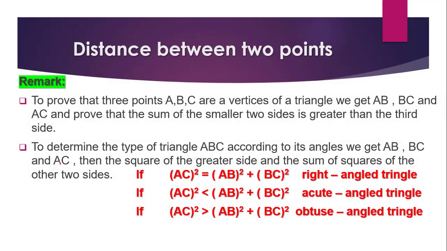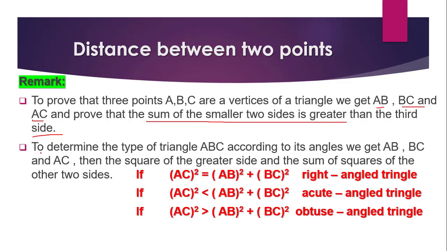And that's what we have here. To prove that 3 points A, B, and C are vertices of a triangle, I'll get AB, BC, and AC, and then I'll prove that the summation of the smaller two sides is greater than the third. If they are not greater than the third, in this case, the 3 points are not vertices of a triangle. The 3 points are collinear.